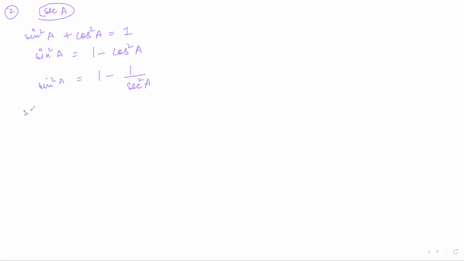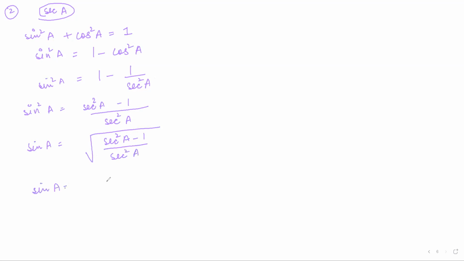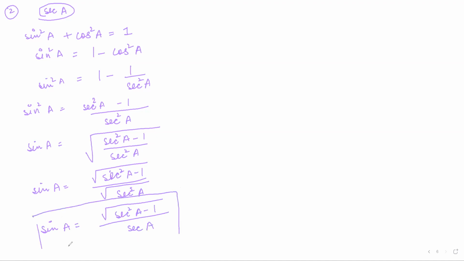Now take the LCM. So sine square A is equal to, the LCM will be sec square A, so this will be sec square A minus 1 over sec square A. Then sine of A becomes the square root of sec square A minus 1, divided by the square root of sec square A. In the denominator, the square and the square root cancel out, so it becomes the square root of sec square A minus 1 divided by only sec A. So you have seen I have converted sine theta in terms of sec theta. Yes?